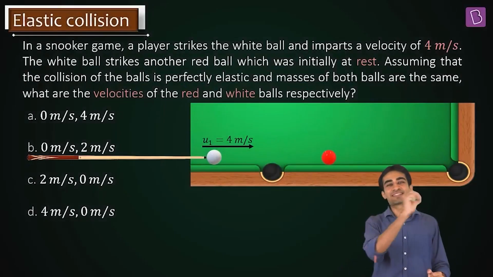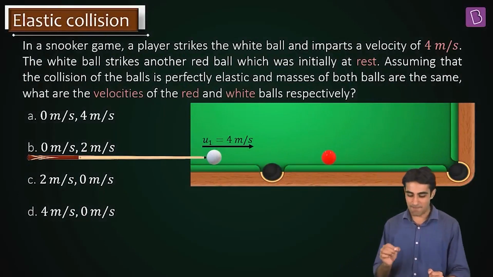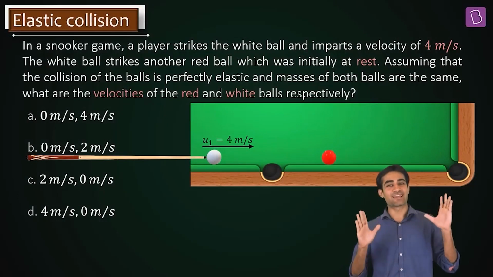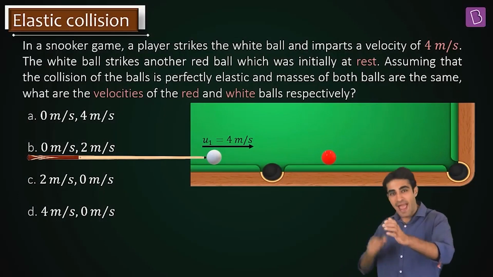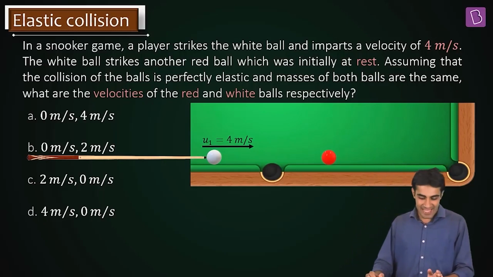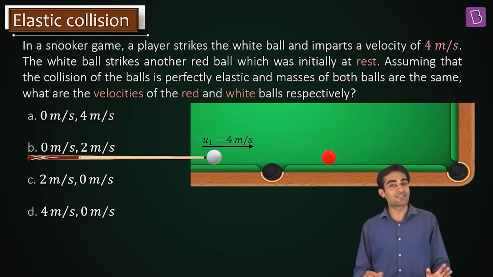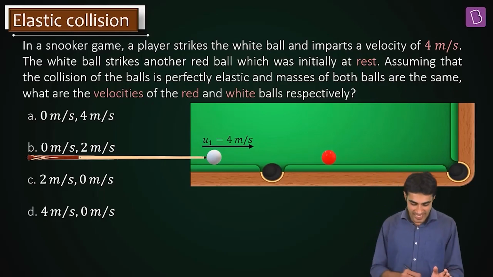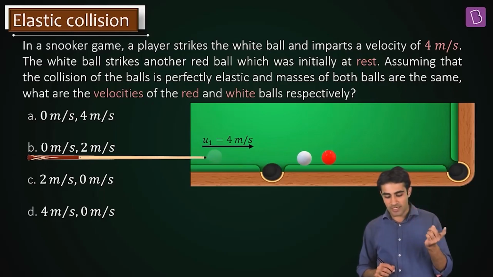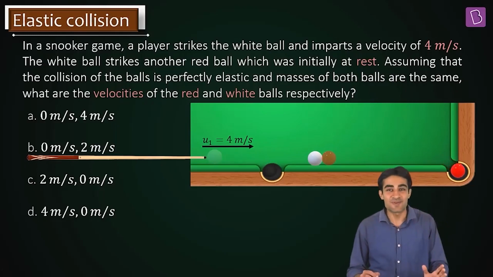Let's have a look at this question. In a snooker game, a player strikes the white ball and imparts a velocity of 4 meters per second. So the player hits and the white ball gains 4 meters per second. The white ball strikes another red ball which was initially at rest. So this happened: the white ball hits the red ball and the red ball goes into the hole. We have a nice score.